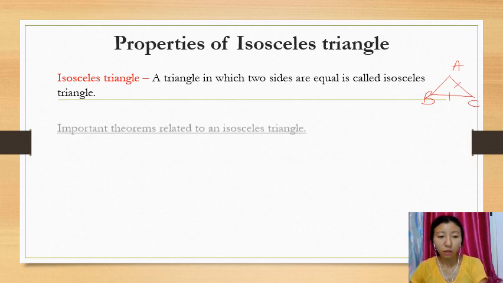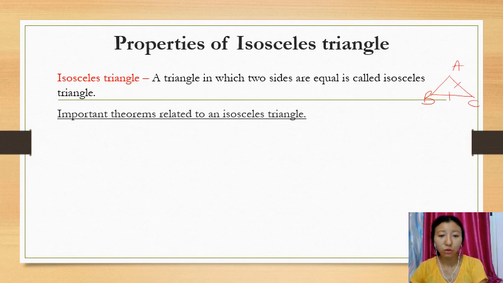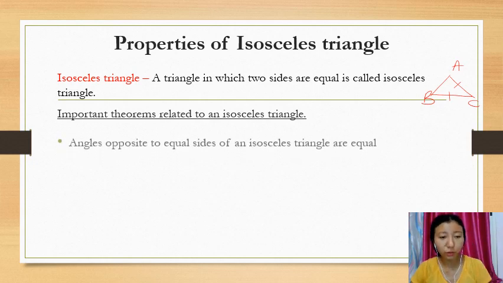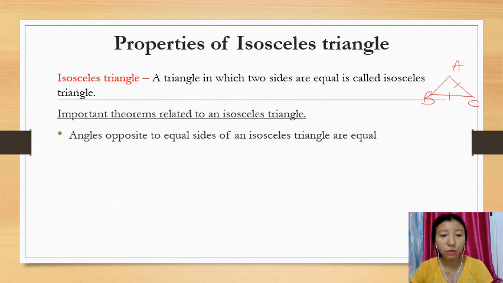Now, important theorems related to an isosceles triangle. We need to understand some important theorems related to an isosceles triangle, which will be used in our next exercise, exercise 7.2. All the questions must be solved on the basis of these theorems. So the first theorem is: angles opposite to equal sides of an isosceles triangle are equal. Yesterday we already covered this.